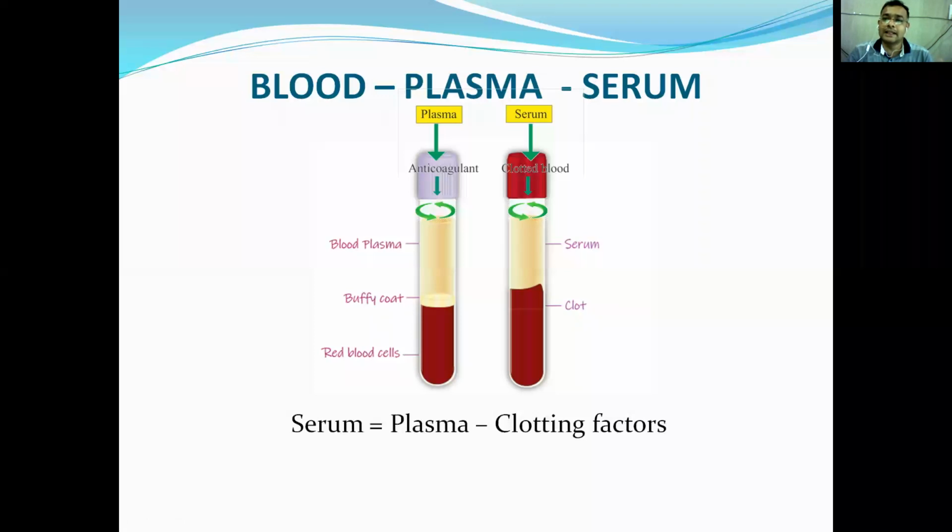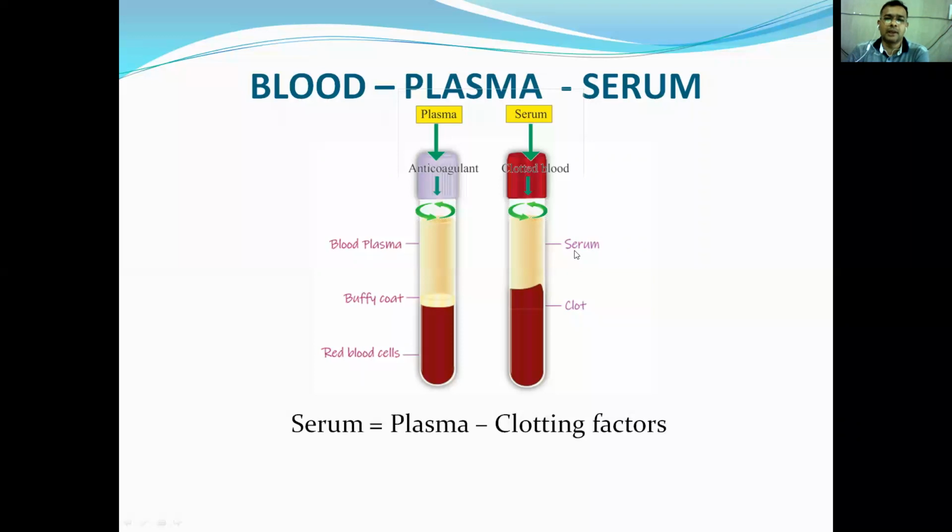Once the clot gets formed, then you have to allow that to retract at a lower temperature, generally at 4 degrees. So once the clot gets retracted, a clear straw colored fluid oozes out. That is generally known as serum. That serum can be separated well after clotting if you perform centrifugation. So you will get the clot at the bottom of the tube, and at the top, the supernatant, that is considered as serum.